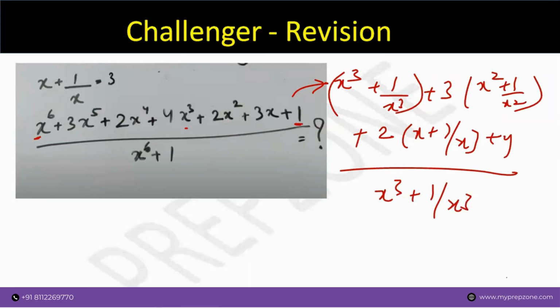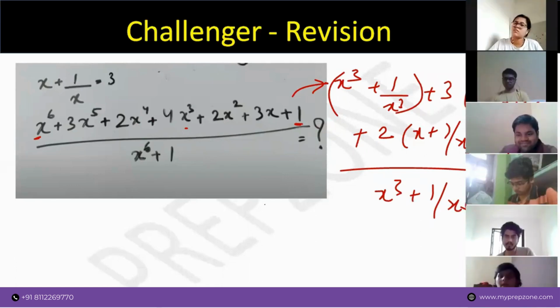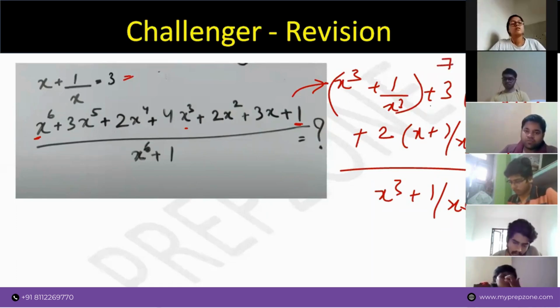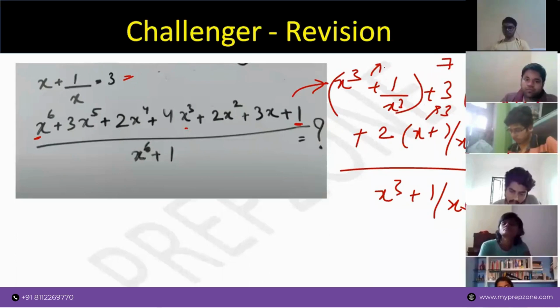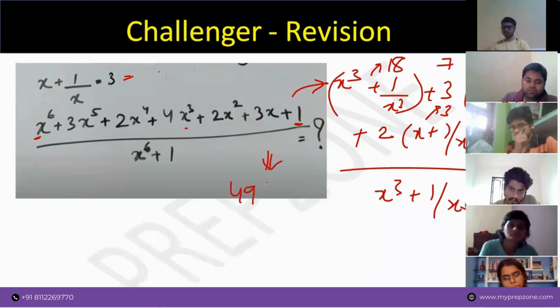Now do you like this form? Because you know x plus 1 by x, you know everything else. X plus 1 by x is 3, so x square plus 1 by x square कितना हो जाएगा? p square minus 2, 7. This value is 3. ये कितना हो जाएगा? This is p cube minus 3p. So p cube is 27 minus 3 into 3, 9. 27 minus 9 is 18. So this value is 18. Now you just solve it. And you get the answer as 49 by 18.